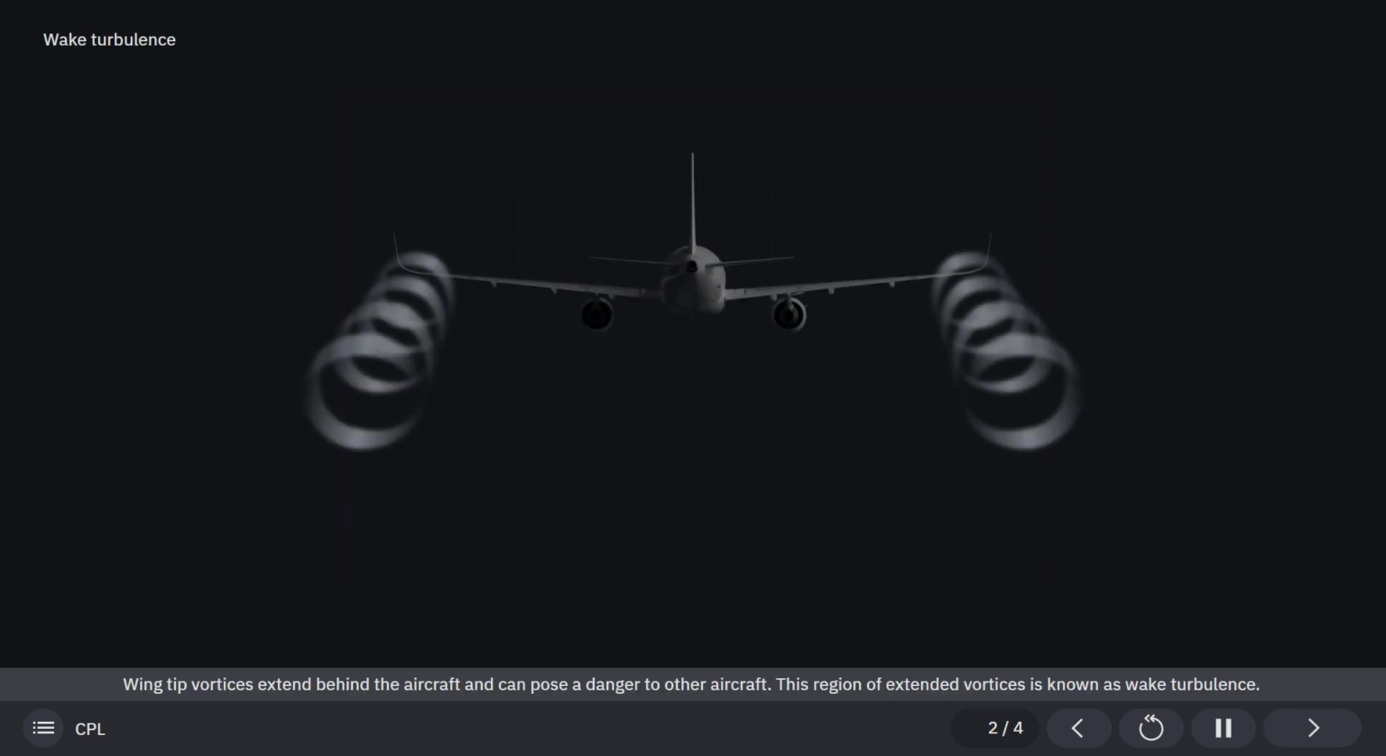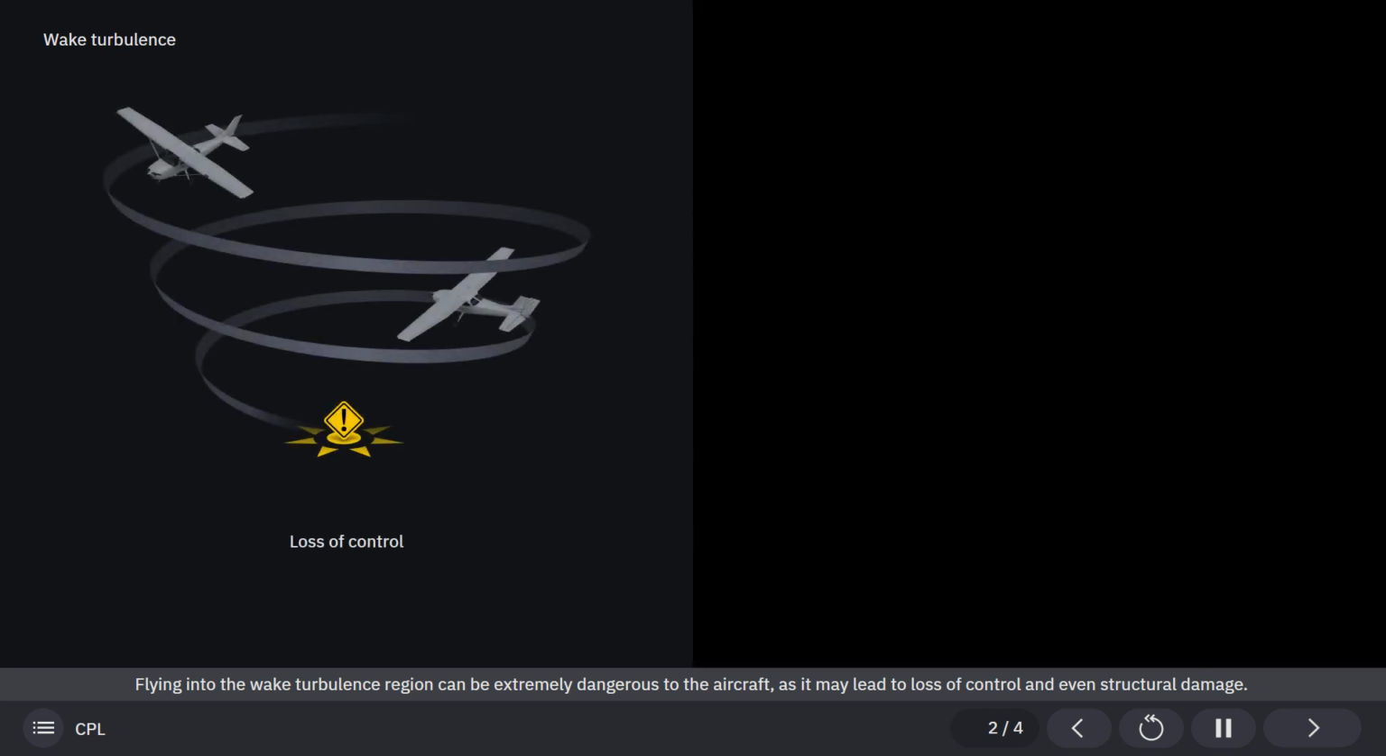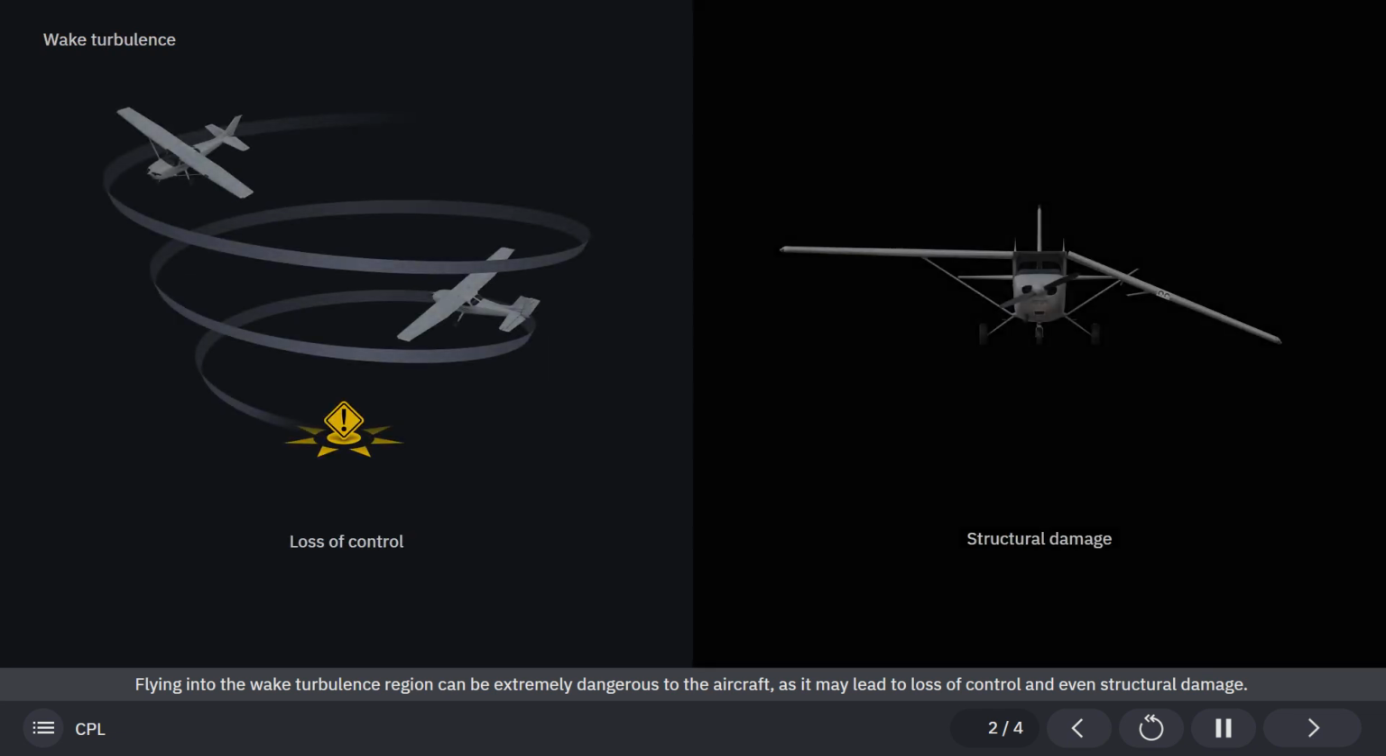Wingtip vortices extend behind the aircraft, and can pose a danger to other aircraft. This region of extended vortices is known as wake turbulence. Flying into the wake turbulence region can be extremely dangerous to the aircraft, as it may lead to loss of control, and even structural damage.